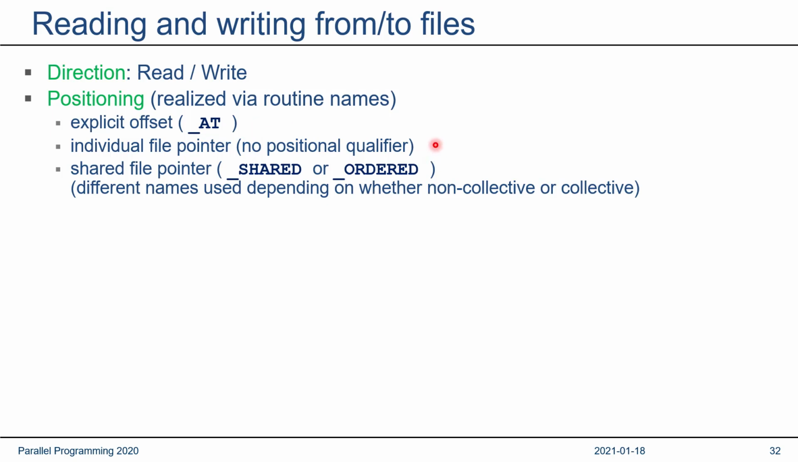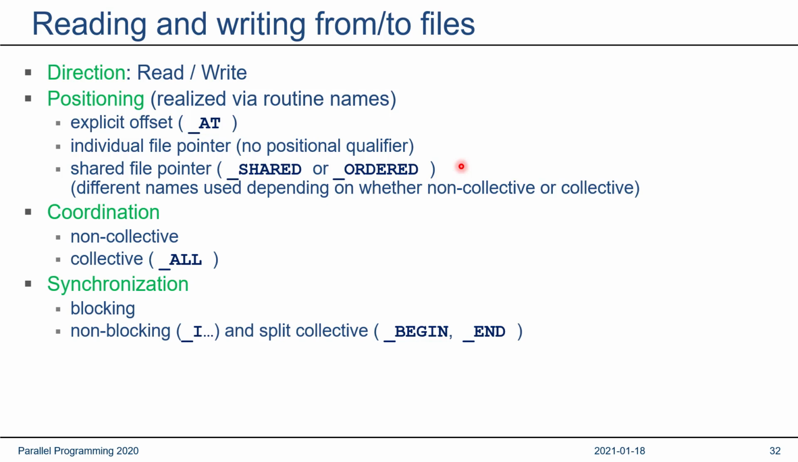The standard functions without any positional qualifier always use individual file pointers, as you would expect from standard POSIX-based I/O. So every process has its own file pointer that gets automatically advanced whenever you read or write. And there are functions with shared file pointers, and they end with shared or ordered. And those have a global file pointer shared across all the processes in the communicator. And there are flavors for those depending on whether they are non-collective or collective.